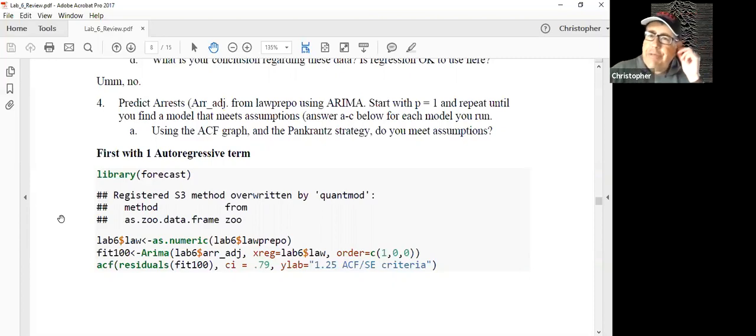The basic idea is that we run the model. We don't really even look at the model. We first test the assumptions, and if we don't meet the assumptions, we go back and add another autoregressive term. So just keep popping in more until we get where we're going.